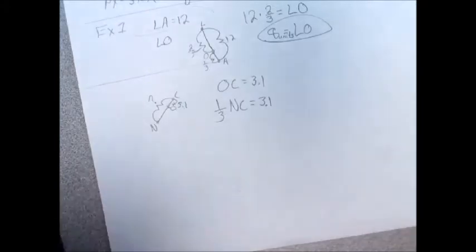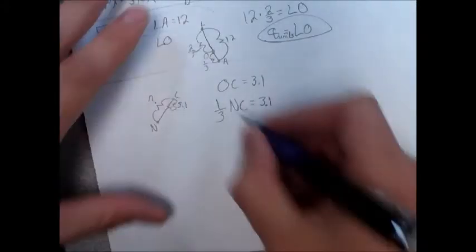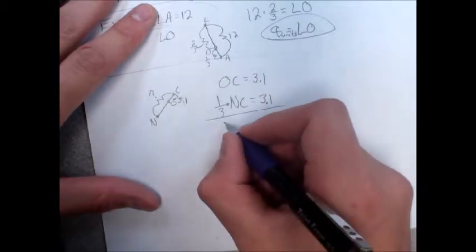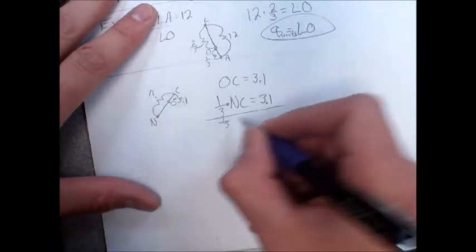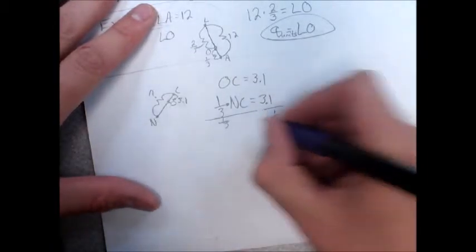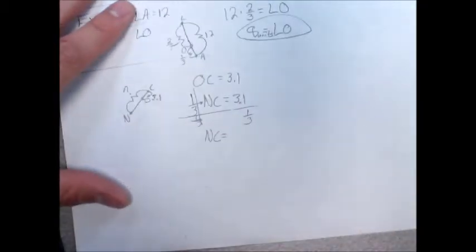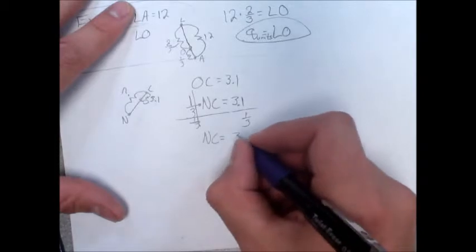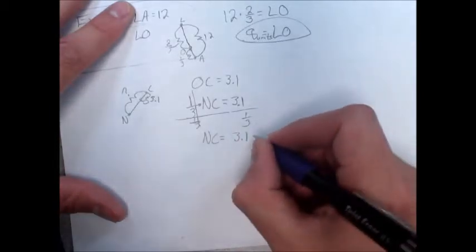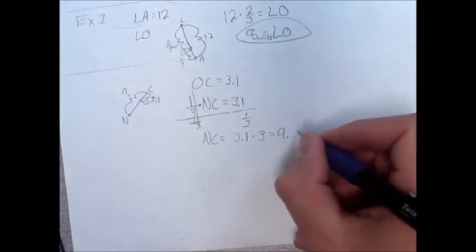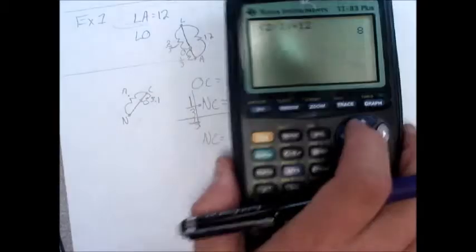And then I have to solve. Since it's 1/3 of, or 1/3 multiplied by, I can get rid of the multiplied by dividing. I divide it by 1/3, divide it by 1/3, and that would go away. And NC is then, because I can't divide by a fraction, I have to multiply by its reciprocal. It turns into 3.1 times the reciprocal of 1/3, which is just 3. And we get 9.3. Again, you can use your calculator to do this.